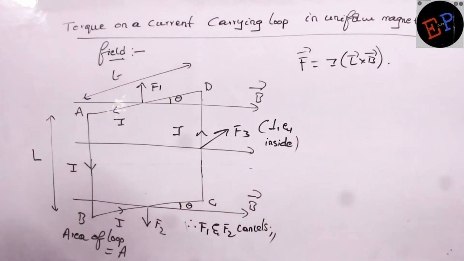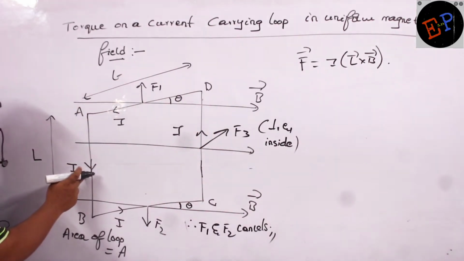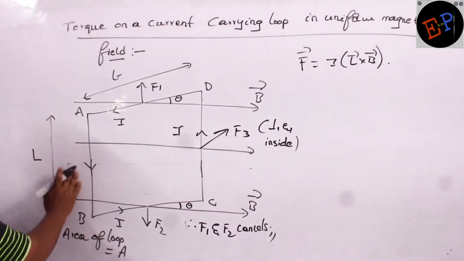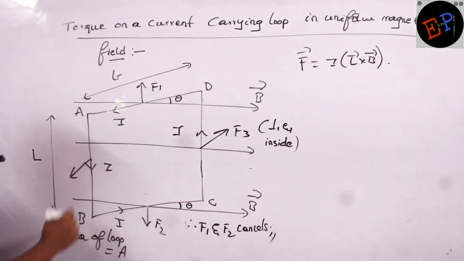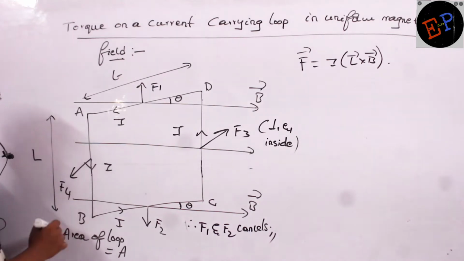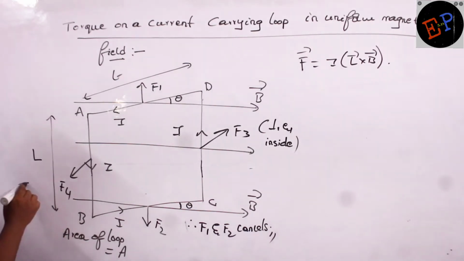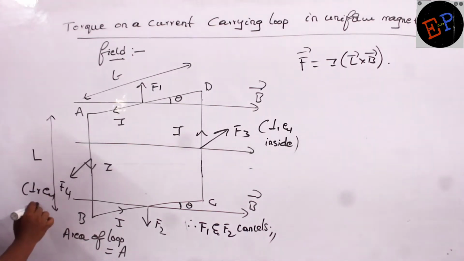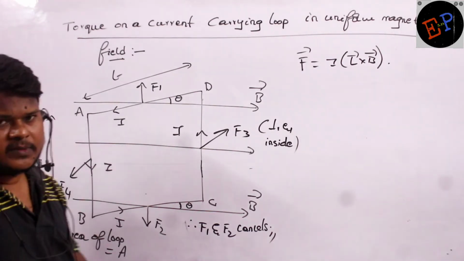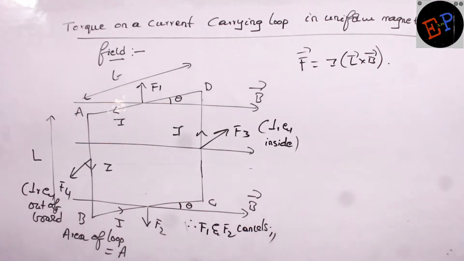Now this is exactly the opposite direction of the current, so it will experience force in which direction? It should experience force in this direction. So this is F4. Here, what is the direction of current? The force is perpendicular and out of the board. Are you able to understand? The forces we have understood first.